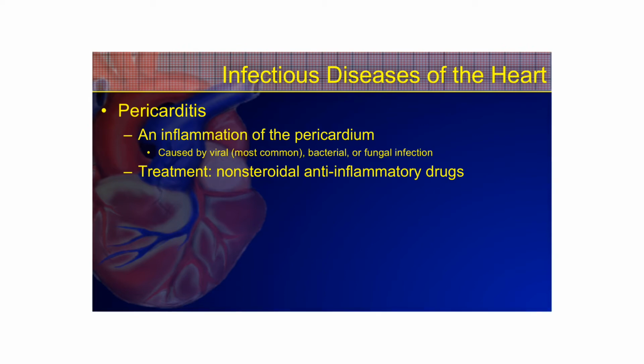Remember, it's sharp, stabbing chest pain made worse by deep inspiration, coughing, or lying flat. That's really pathognomonic of pericarditis. And the pain decreases when sitting up and forward. So a lot of times if the patient leans forward, the pain from acute pericarditis will go away.